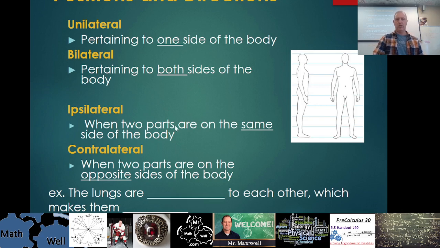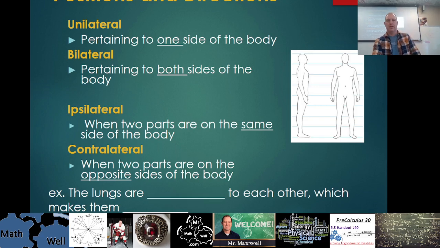Ipsilateral, when two parts are on the same side of the body. That's ipsilateral. And contralateral, when two parts are on the opposite sides of the body. So your arms are bilateral, but your left arm is contralateral to your right arm.